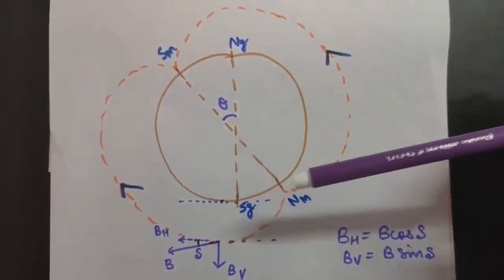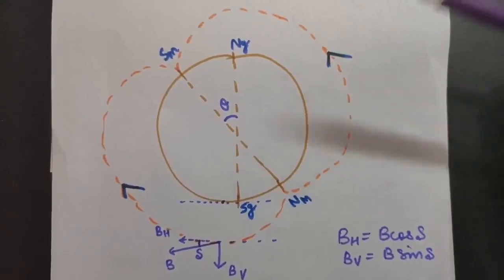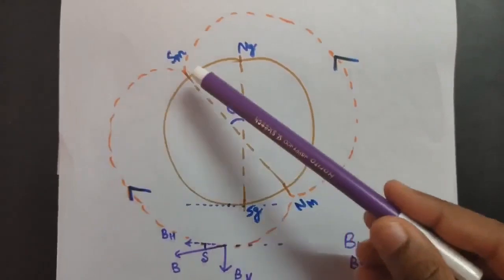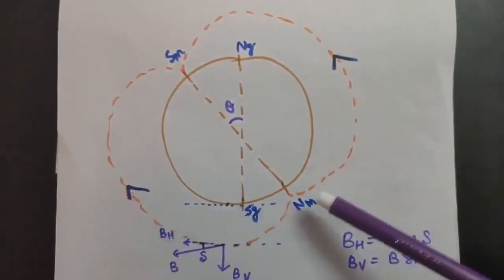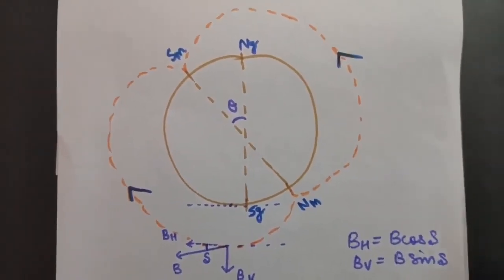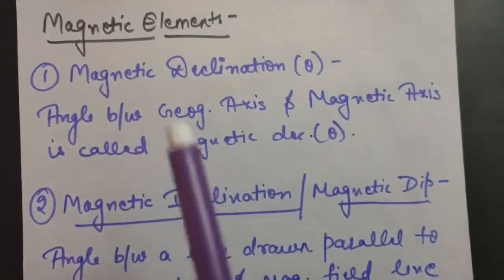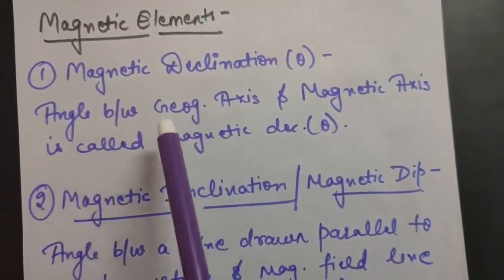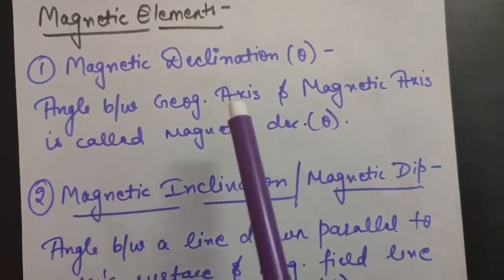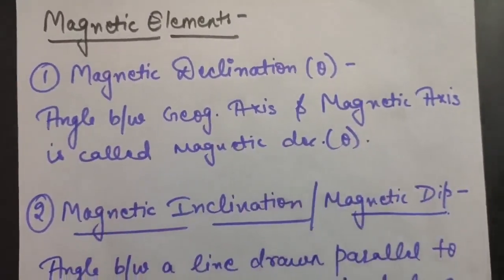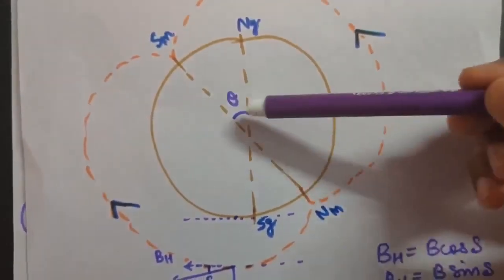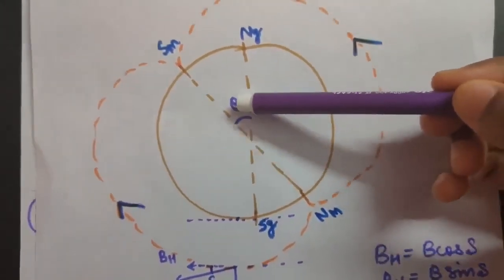As you know, magnetic field lines always go from North Pole to South Pole. So these magnetic field lines are going from the magnetic North Pole of the Earth to the magnetic South Pole of the Earth. These orange lines represent the magnetic field lines. Now, first is magnetic declination. Magnetic declination is defined as the angle between the geographical axis and the magnetic axis. If we see in the diagram, this is our geographical axis, this is our magnetic axis, so this angle theta is called magnetic declination.